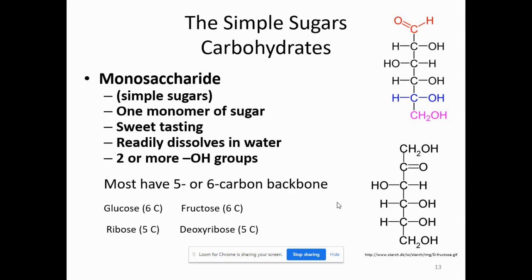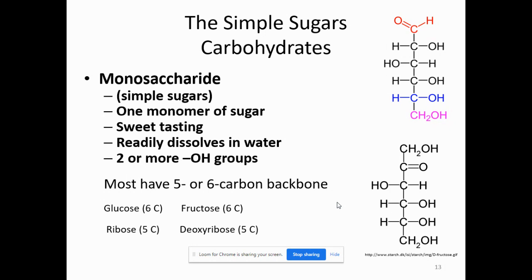Like I said, monosaccharides are the monomers, also called simple sugars. Basically, it's one monomer of sugar. Monosaccharides are sweet tasting. They readily dissolve in water. So if they readily dissolve in water, what type of molecule is it? It's a polar molecule, because remember, we talked about it in the last lecture, water is a great solvent. It means that polar molecules readily dissolve in water. What you usually see in monosaccharides is 2 or more hydroxyl groups, and most monosaccharides have a 5 or 6 carbon backbone.